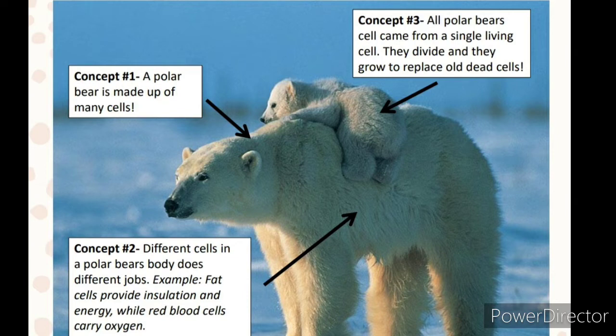So if you look at concept 1, a polar bear is made up of many cells. Concept 2, a different cell in a polar bear's body does different jobs, kind of like how organelles, which I'm about to talk about, have different jobs within a cell. Cells make up different parts of the polar bear. Like for concept number 3, all cells reproduce. All polar bear cells come from a single living cell, and they divide and grow to replace old dead cells, and they make more.